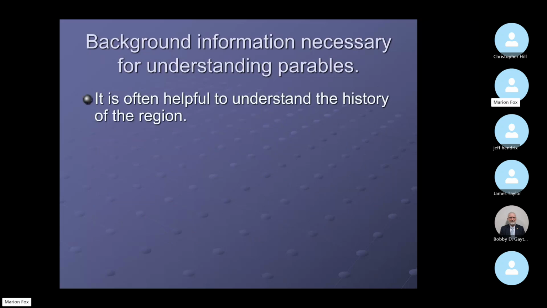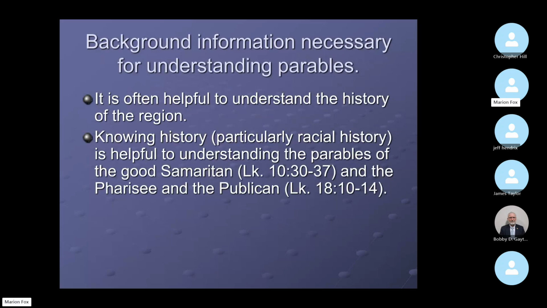It's useful to understand the history of a region. Knowing history, particularly racial history, is helpful in understanding the parable of the Good Samaritan, for example, and the overcoming of racial prejudice to help the person who really is your neighbor. And that's someone who might not even be of the same race as you. And the Pharisee and the publican. This would be social class, racial history and social class.